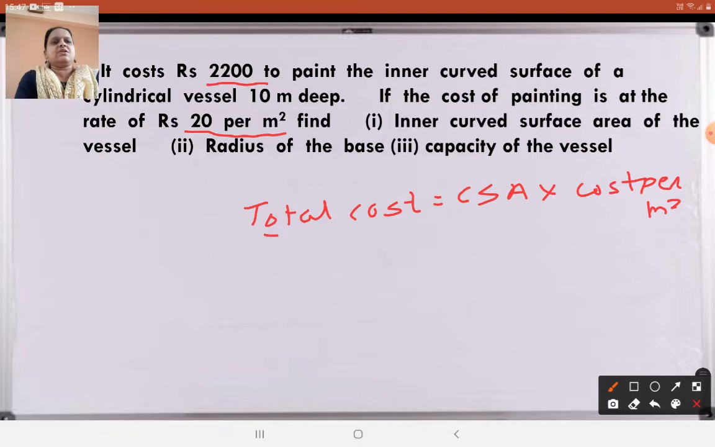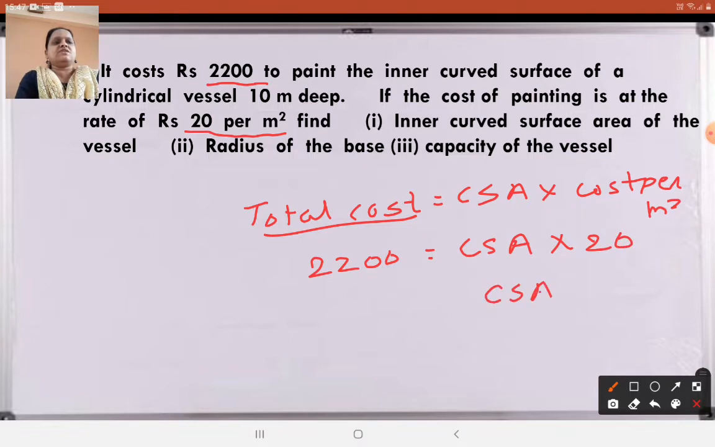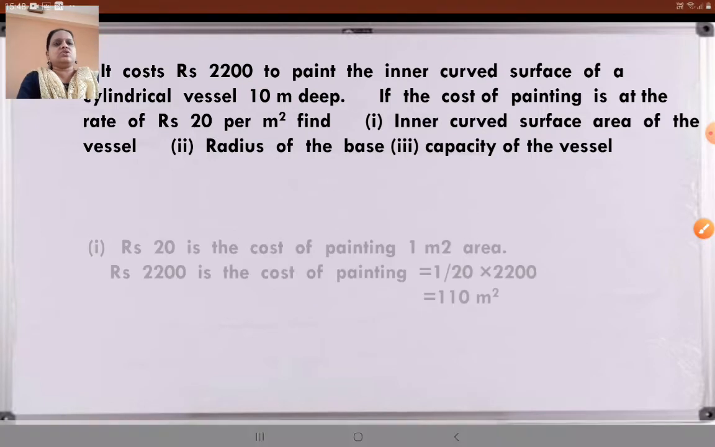Now what is given? The total cost is given as 2200. The curved surface area is an unknown value, multiplied by 20. So how to find the curved surface area? We will divide 2200 by 20 and find the curved surface area. So let us see the solution over here.